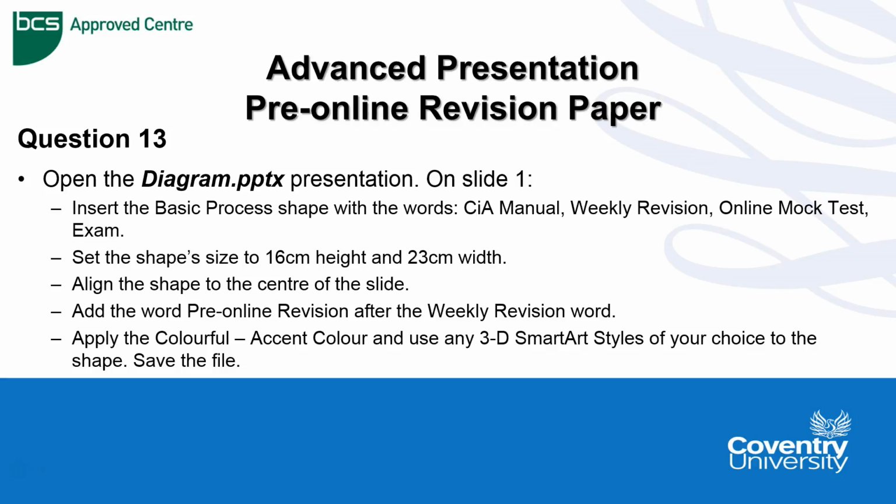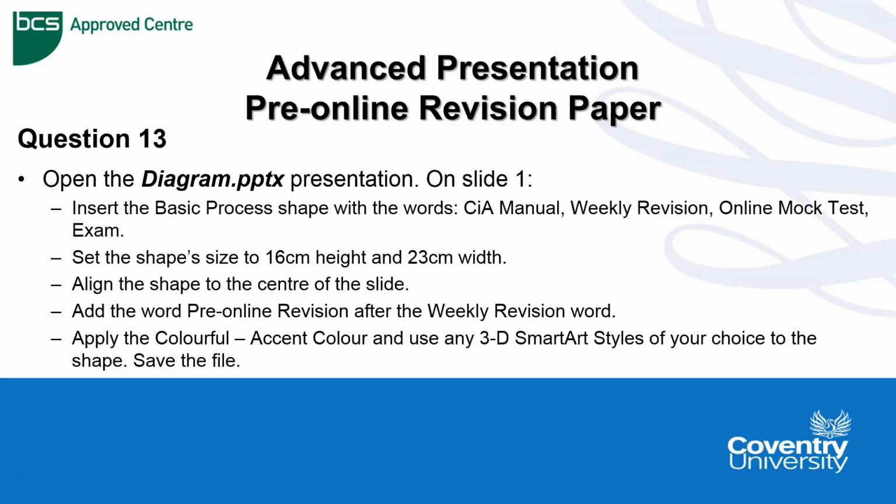So we're going to open the diagram PowerPoint. On slide 1 we're going to insert a basic process shape. Type in some text that's given to us, lots of text there. Set the shape size to 16 centimeters by 23, height and width. Align the shape to the center of the slide. Add the word pre-online revision after the weekly revision box, apply the colourful accent colour and then use a 3D SmartArt style. So quite a lot to get through.